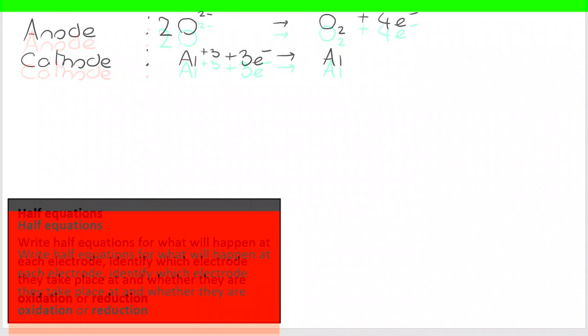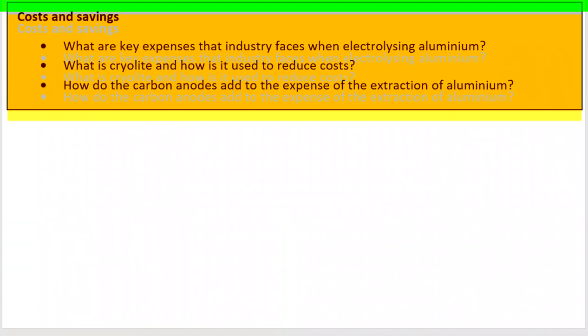And the top one, because we're losing electrons, is oxidation. Oxidation always happens at the anode, and reduction is happening at the cathode. The aluminium ions have gained electrons to become aluminium. And to finish off, we've got a number of things to think about here.